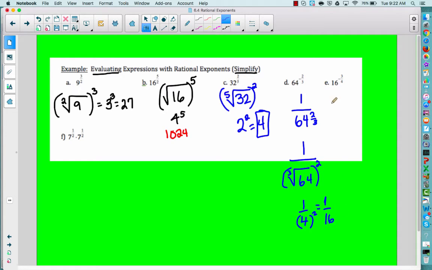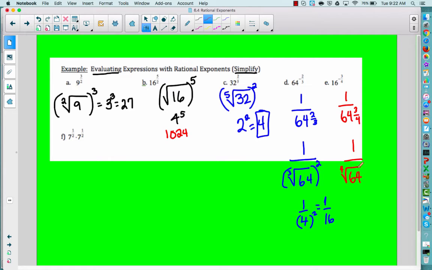All right, now you try it with 16 to the negative 3/4. Press pause and try it. Okay, so you're back, and what you should have done is first written it 1 all over 16 to the 3/4, and then evaluate it. So 1 all over the 4th root of 16.